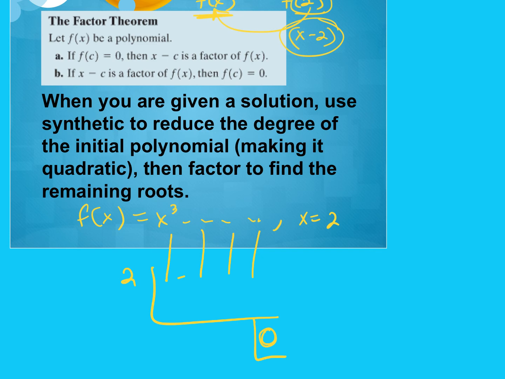And then I will take the quotient here, which would now be an x squared, and I will either factor it if it's factorable, or I could use the quadratic formula. One way or the other, I can get to my remaining roots.